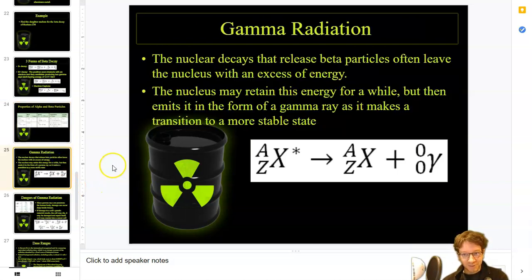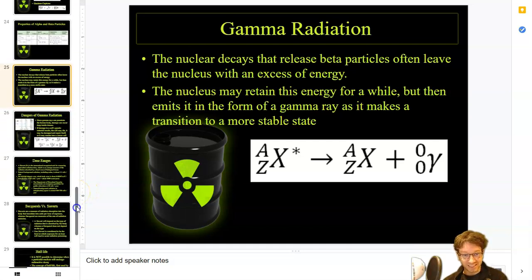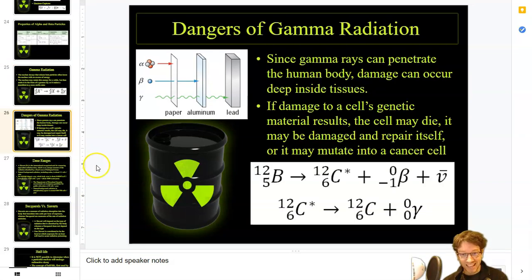Next is gamma radiation. So when we get nuclear decays that release beta particles, often we also get an excess of energy. And that energy is in the form of electromagnetic radiation. So not particulate radiation, but EM radiation, and high energy EM radiation. In this case, gamma rays. And gamma rays are quite dangerous. So I said alpha particles couldn't penetrate paper. Beta particles can, but they can't penetrate aluminum. If you want to stop gamma radiation, you need lead.